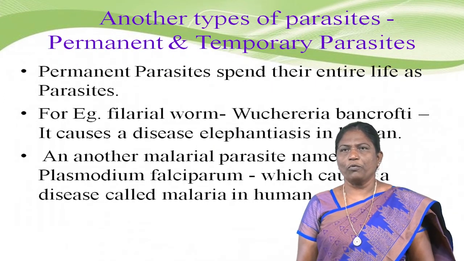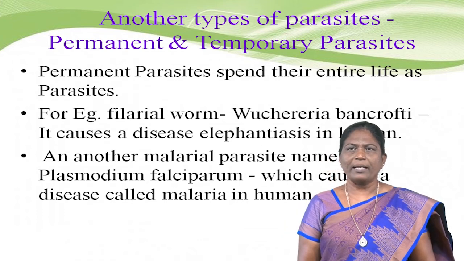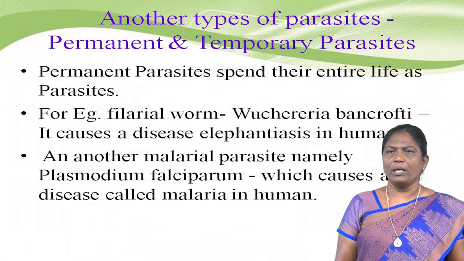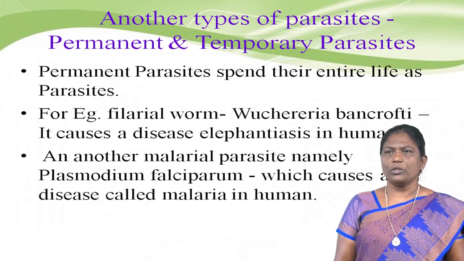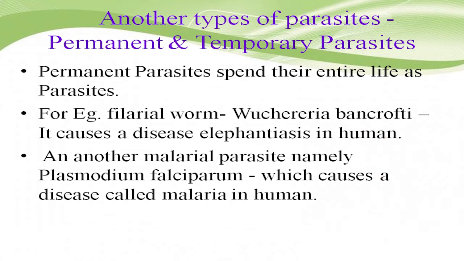Then another type of parasites includes permanent and temporary parasites. Permanent parasites spend their entire life as parasites. For example, filarial worm. This is Wuchereria bancrofti. It causes the disease elephantiasis in humans. And another, the malarial parasite, namely Plasmodium falciparum, which causes a disease called malaria in humans.